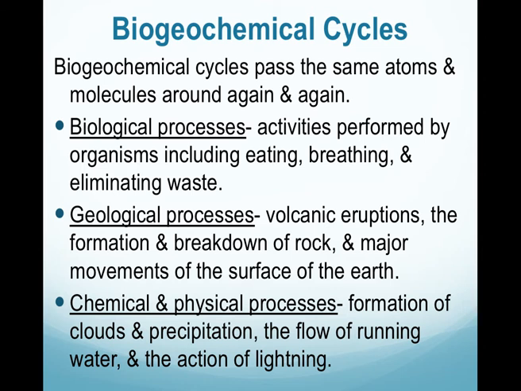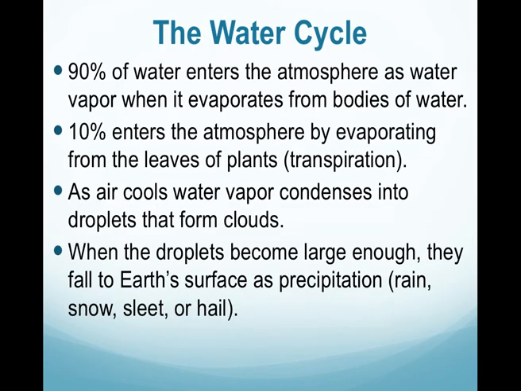Geological processes are things like rock erosion, volcanic eruptions, those things. Chemical processes are the ones where we have the change of water into its forms, solid, liquid, gas, the flow of water, and things like lightning. Those are your chemical and physical processes. One of the most important biogeochemical cycles that we can talk about is the water cycle.